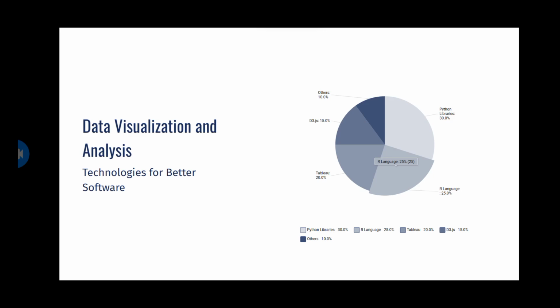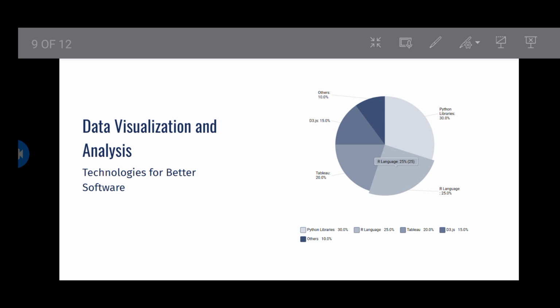Which language is used for data visualization the most? First, Python occupied the most share with 30%. Next, it is R language. Next is Tableau. Next, it is D3, and the next 10% was others. This is the share of each technology or programming language used for data visualization. You can see it on my screen.